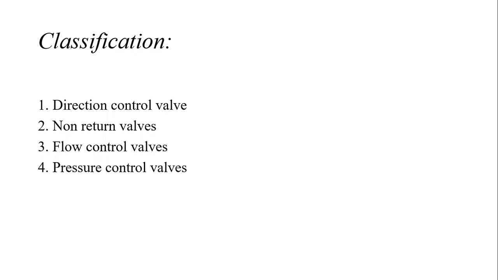Likewise, the tires of vehicles are fitted with this non-return valve, wherein the air can't come out but air can go in. It means it prevents the flow of air in one direction only. That's the simplest example. Third, flow control valves: whatever taps you use to control the flow are nothing but flow control valves. Fourth, pressure control valve, wherein we control the pressure inside the line. So these are the classifications.